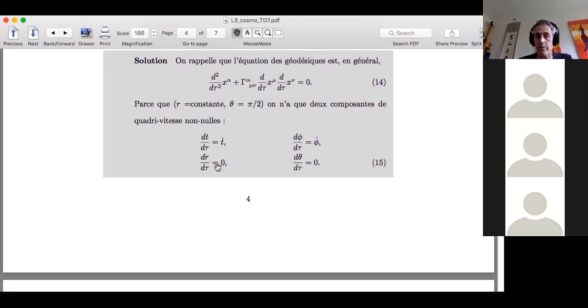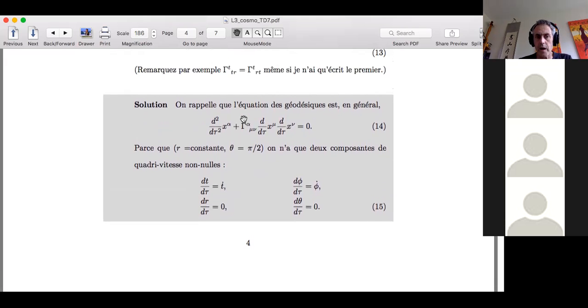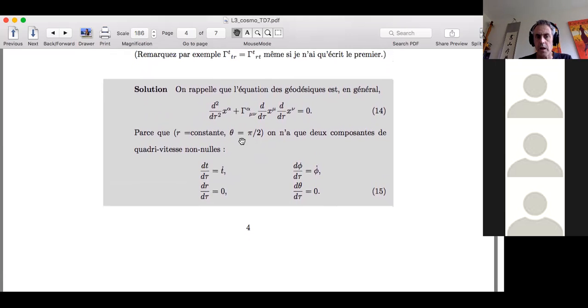So here I've decided to be a little bit more explicit about what's non-zero. I said we had a circular orbit at the equator. So at theta equals pi over 2 and r is a constant. Then we have the other components. So we have two non-zero components, or potentially non-zero.